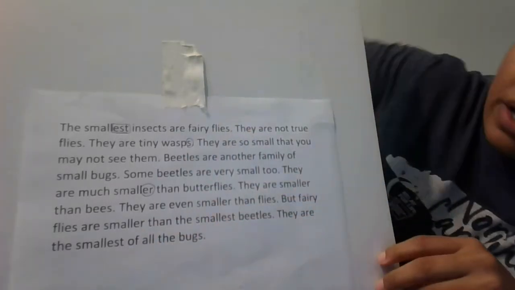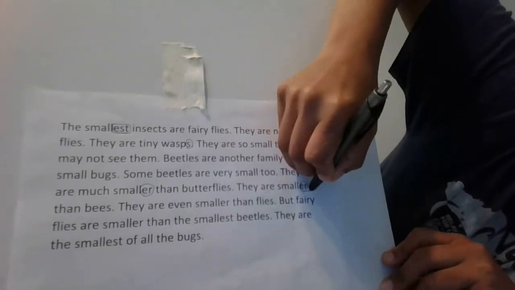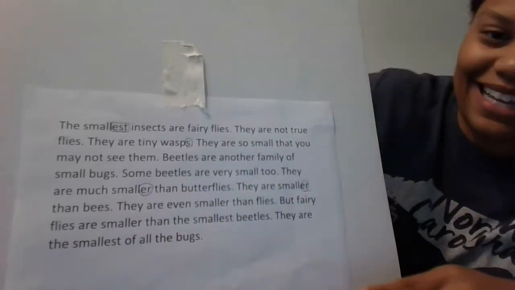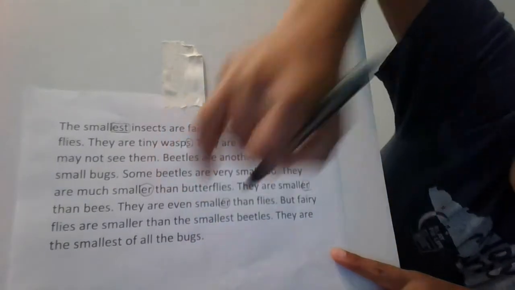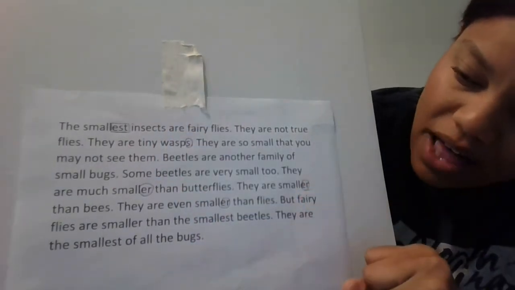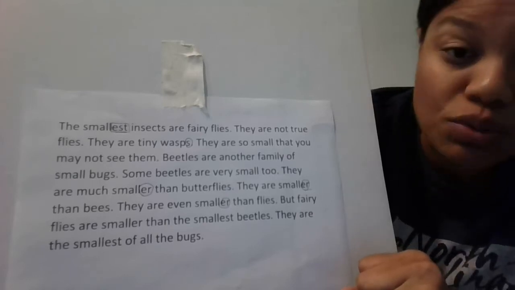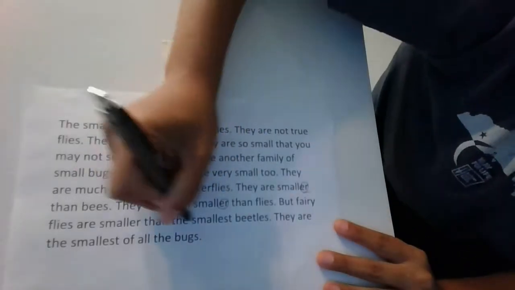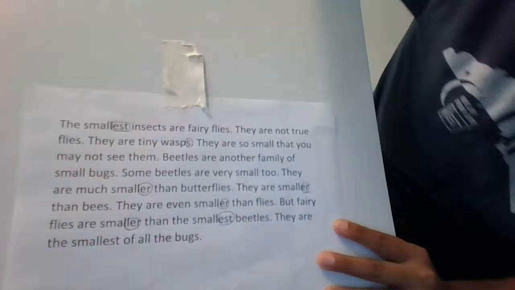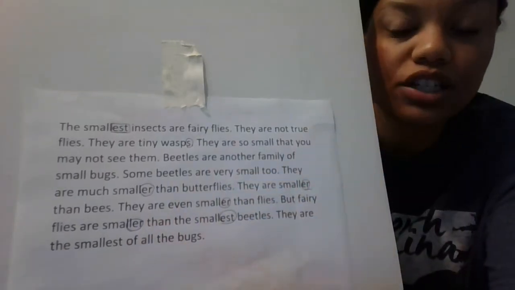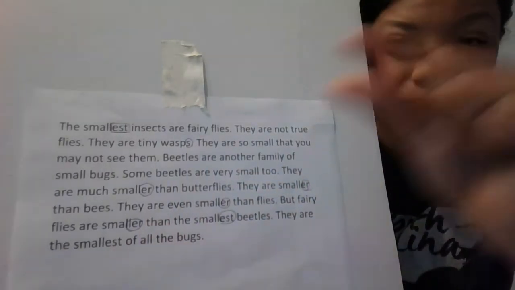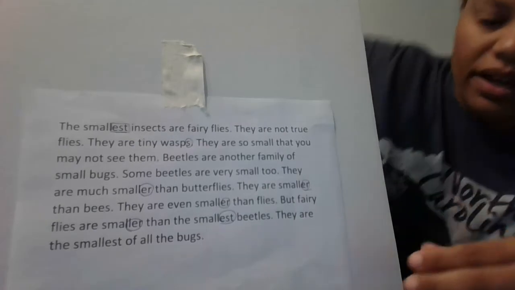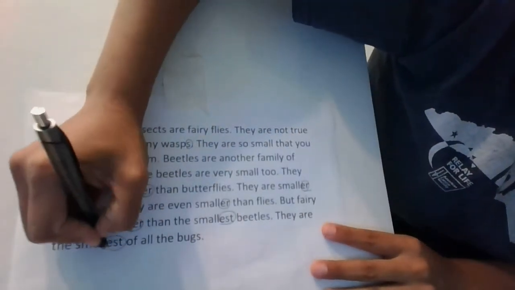They are smaller, so there again, I see that ER, making that comparison. They are smaller than bees. They are even smaller, I see it again, than flies. But fairy flies are smaller than the smallest beetles. So I get smaller again in here, but now I'm also getting my EST. So if I look, that smaller and smallest. So I know smallest must be the teeniest out of all of them. It's helping me compare their sizes. They're the smallest, again, of all bugs.